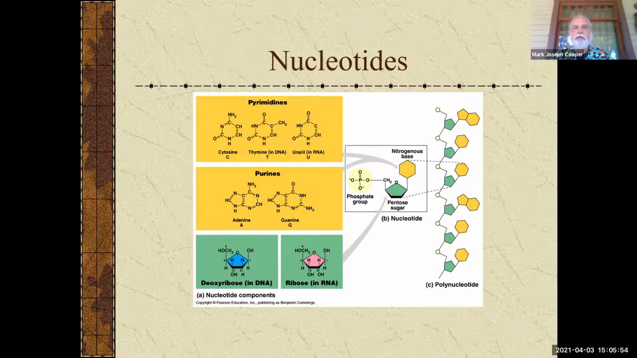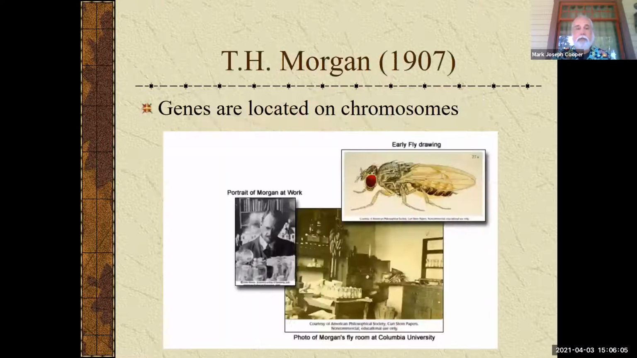deoxyribose, the pentose or 5-carbon sugar for DNA, and ribose is the pentose or 5-carbon sugar for RNA. So all of that is review. Okay, so let's talk about the new stuff. Let's talk a little bit about the history.